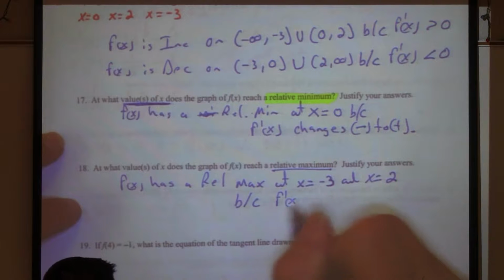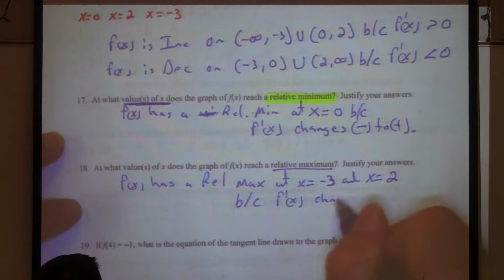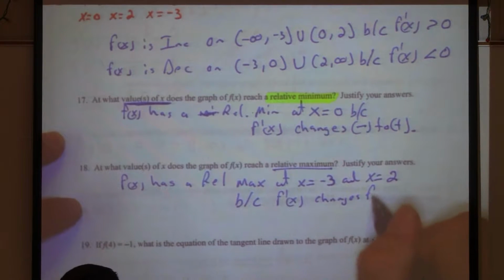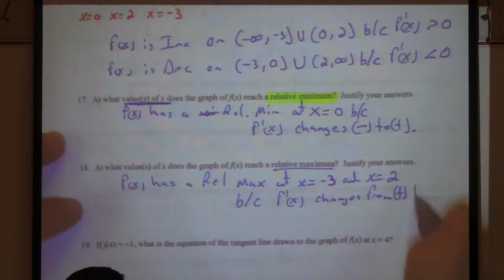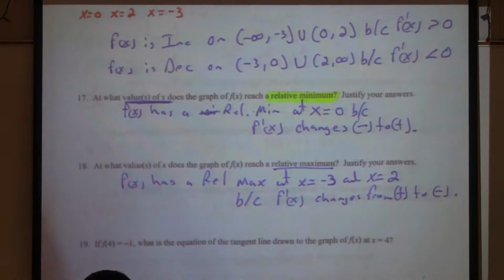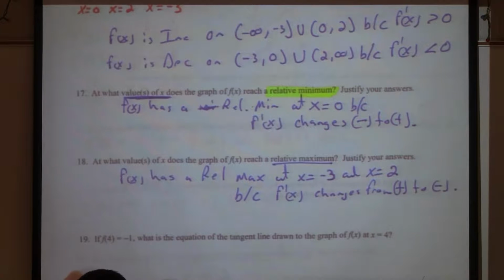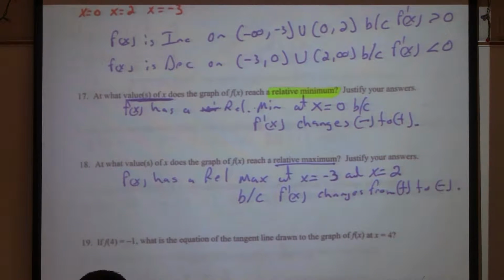f prime of x, the derivative, changes from positive to negative. Awesome. Practice writing the statements exactly like this so that way on the AP test you're ready to go. Okay? It's a lot of writing on that test.